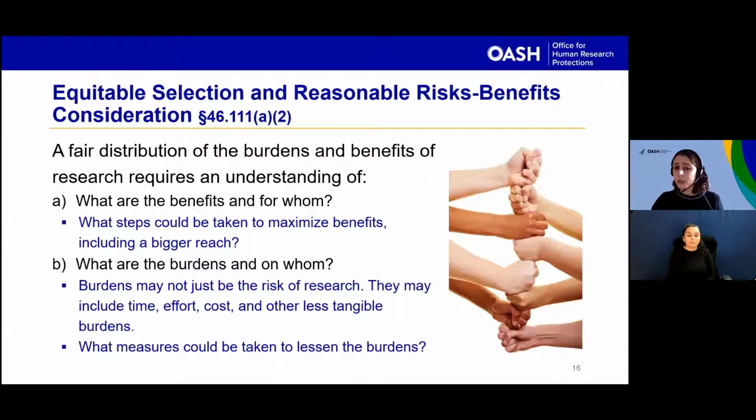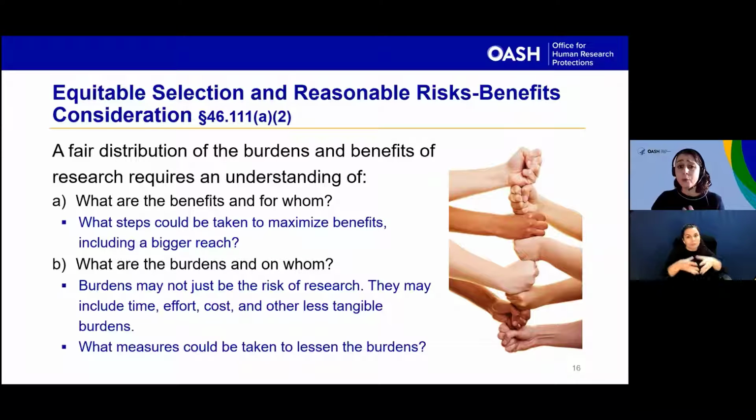Now, note the intersection between equitable selection of subjects and reasonable risk-benefit considerations. So when we talked about a fair distribution of the burdens and benefits of research, we talked about understanding who would bear the burdens and who would receive the benefits of the research. This, of course, factors into considerations of equitable selection of research participants. So to state it another way, if there are benefits to be gained from the research, perhaps our aim should be to maximize these benefits by expanding the reach of the research.